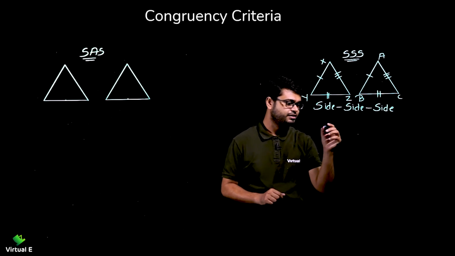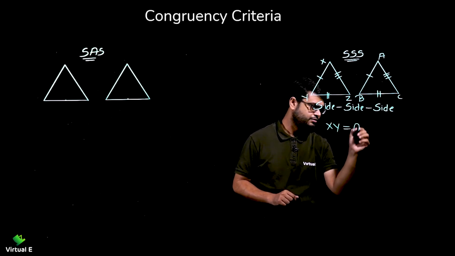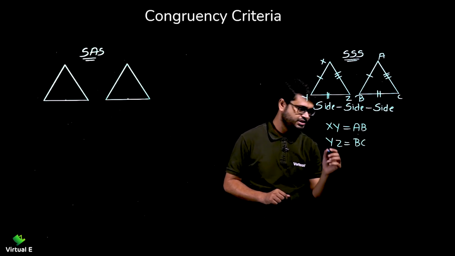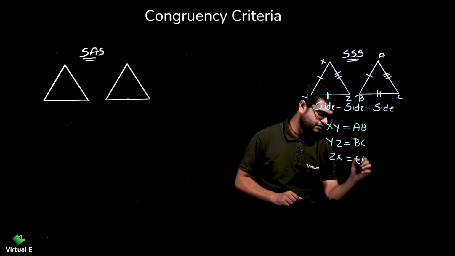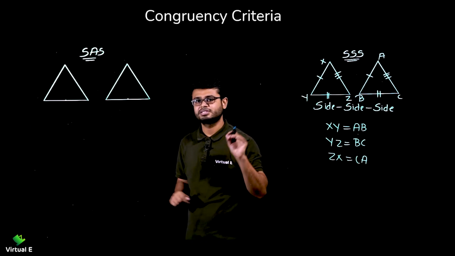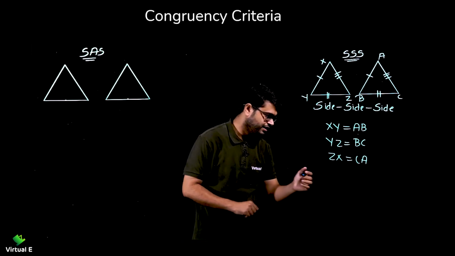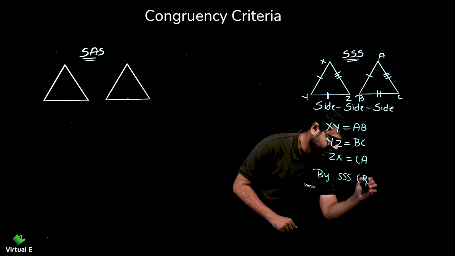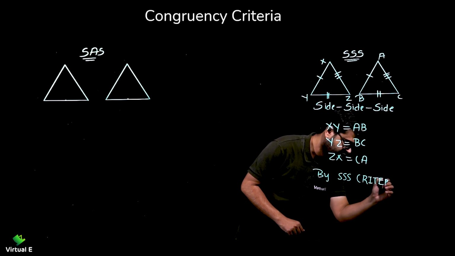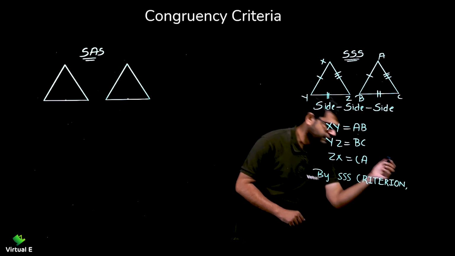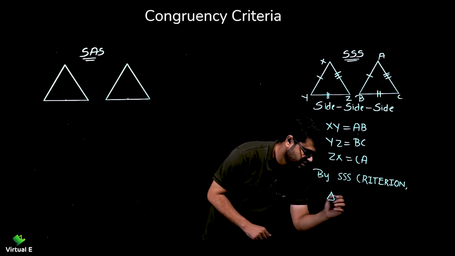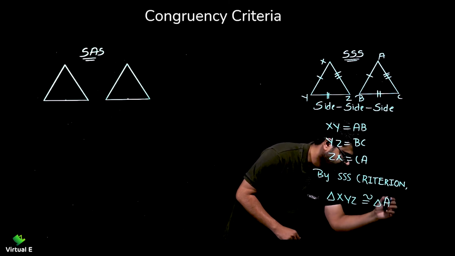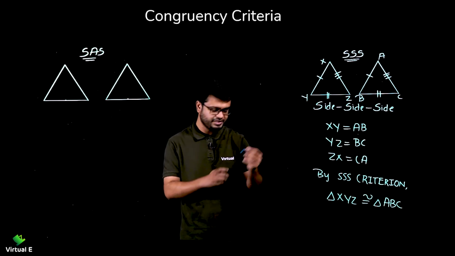So if we just prove over here that XY is equal to AB, then YZ is equal to BC, and finally ZX is equal to CA. If we prove this, then our sum is done, right? We can write by SSS criterion that triangle ABC, or XYZ, is congruent to triangle ABC, right? Very simple it is, right?